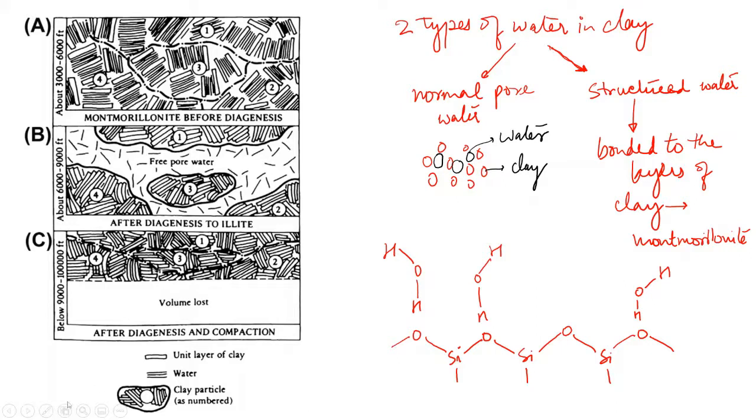So how are they bonded to it? Like this. You can see that the water molecules are bonded to the layers of the clay. So this is the structured water, while this is the clay. So we have two types of waters in the clay: the structured water and the normal pore water.